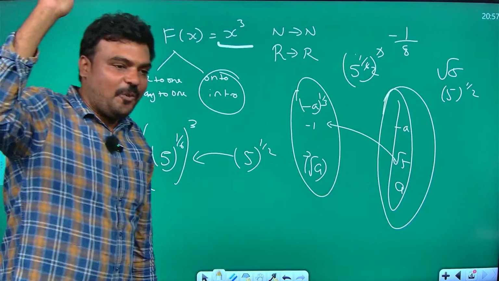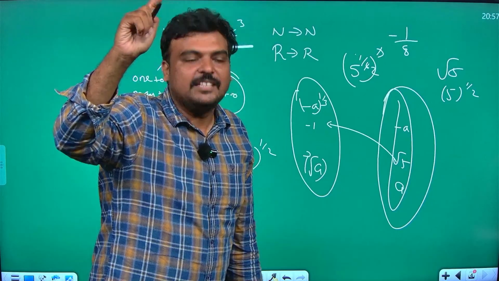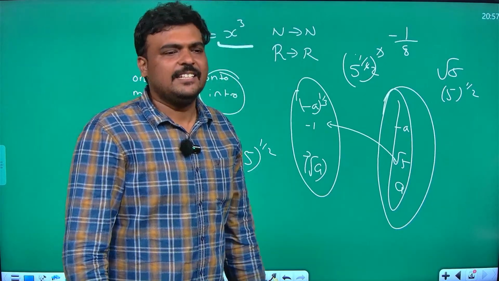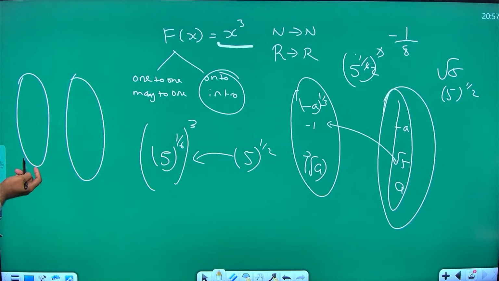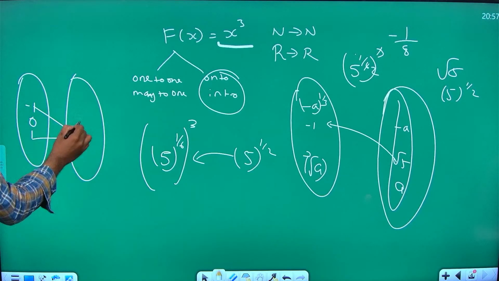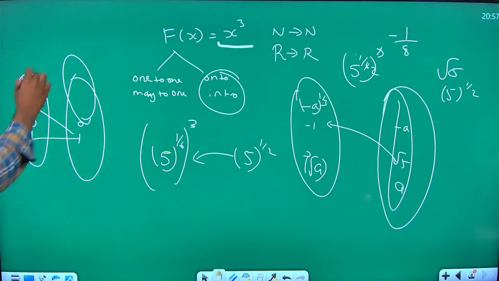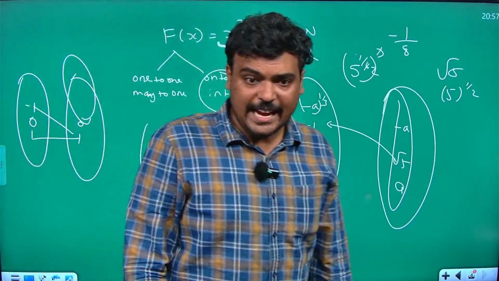So what do you feel? Onto or into? Guys, it's into. Why? Because no negative number will be mapped. For negative 1 I will get positive 1. For positive 1 also I will get positive 1. And see, before 0 no number will be mapped. Before 0 no number will be mapped.